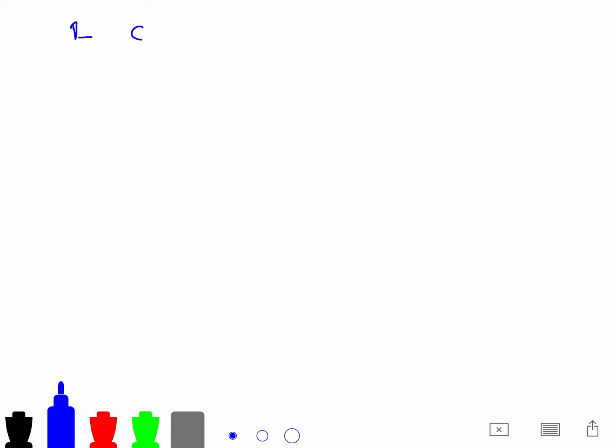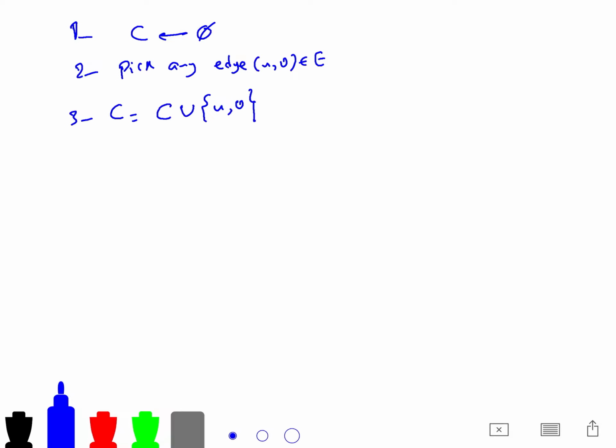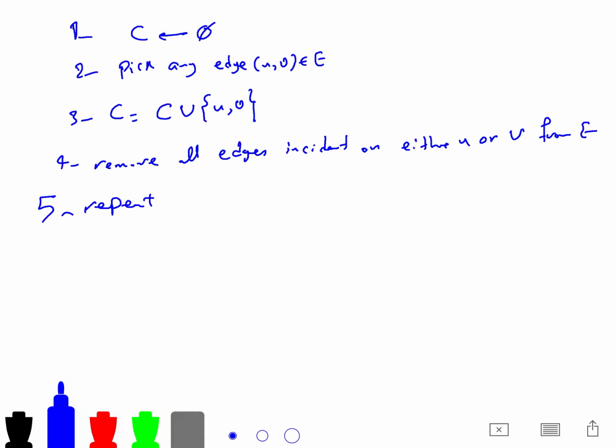So the algorithm is just like this. You set C empty, and then you pick any edge (U, V) in E, and you add U and V to C. Then you remove all edges that are incident on either U or V from the set of edges. And then we repeat this process till all edges are removed from E. And then we return your answer, C.